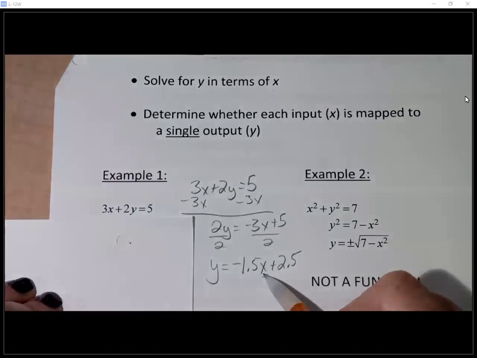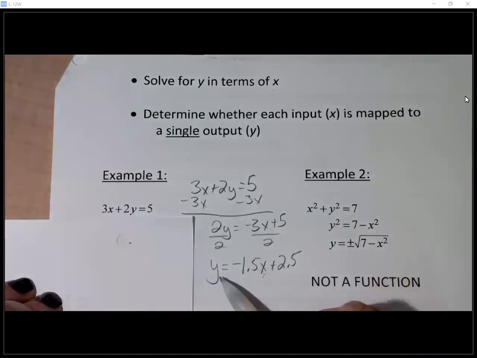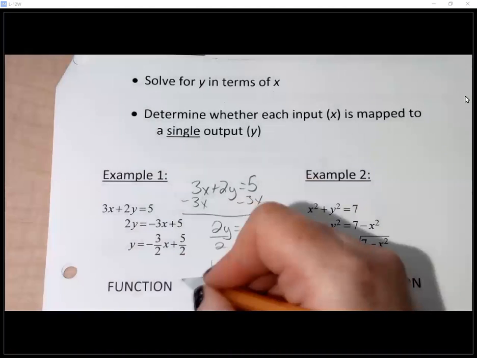No matter what you plug in for x. I could plug in 0. I can plug in 100. I can plug in negative 9. I can plug in 0.25. It doesn't matter what I plug in. No matter what I plug in for x, we'll only get one answer back out for y. So this thing, yes, it's a function.